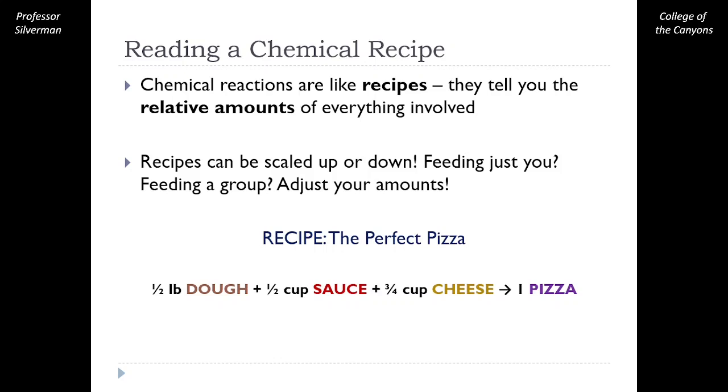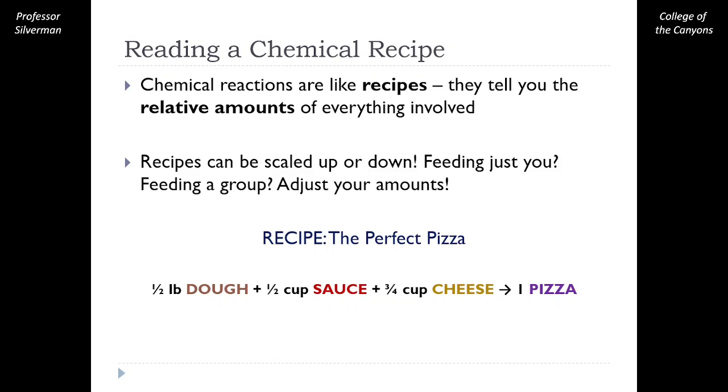Just like recipes, we can scale up or scale down. If you're feeding just one person, you can cut a recipe in half. If you're feeding a large group, you can double or triple or quadruple a recipe, or somewhere in between. If you are adjusting one amount in your recipe, in your reaction, you need to adjust all the other amounts accordingly.